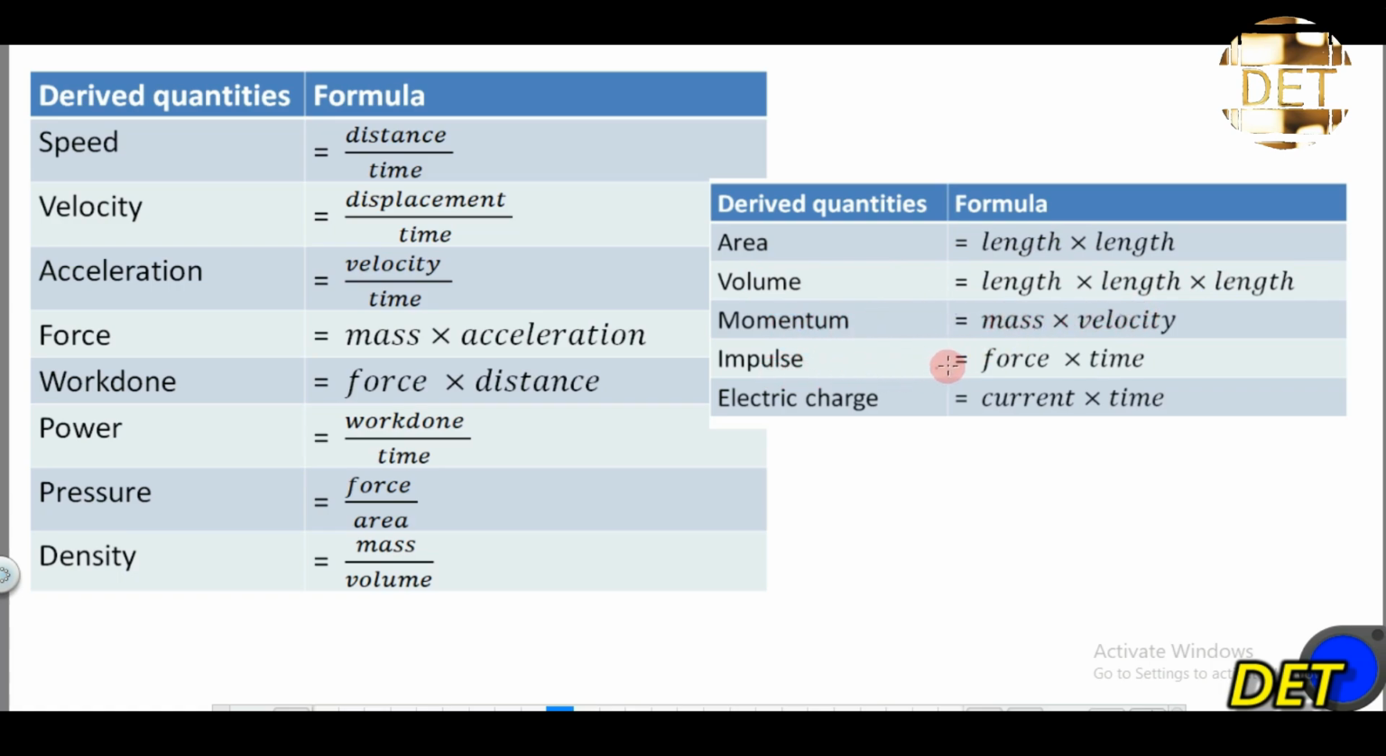The formula for impulse is force times time. Formula for electric charge is current times time. The formula for speed is distance all over time. Formula for velocity is displacement over time. Acceleration is equal to velocity over time. Force is equal to mass times acceleration. Work done is equal to force times distance. Power is equal to work done over time. Pressure is equal to force over area. The density is equal to mass all over volume.